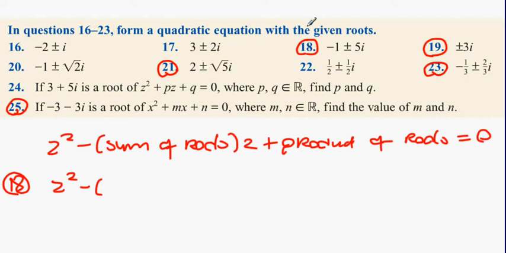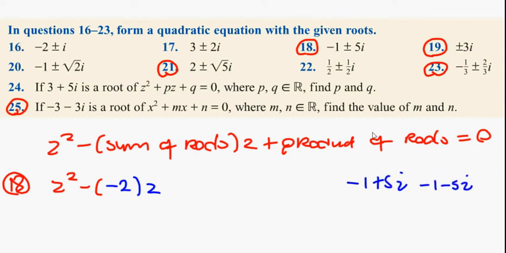So when you add the roots together, you're going to get minus 1 plus 5i, and you're going to get minus 1 minus 5i. Add them together, you get minus 2. The 5i's add together to become 0, so minus 2 times z, and then plus the product of roots.